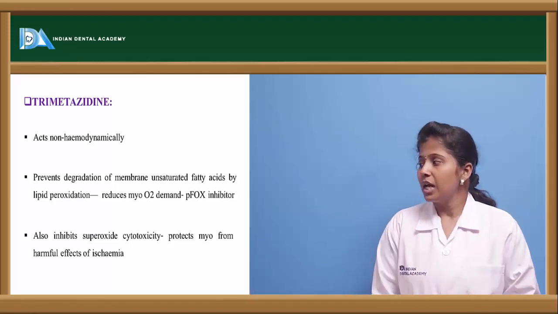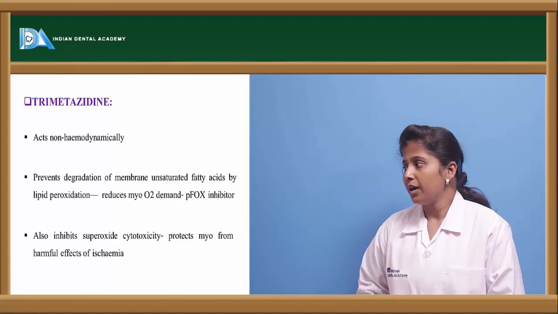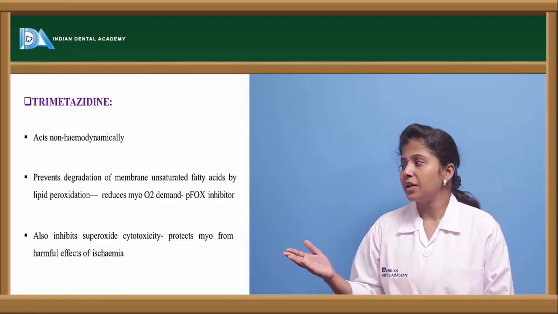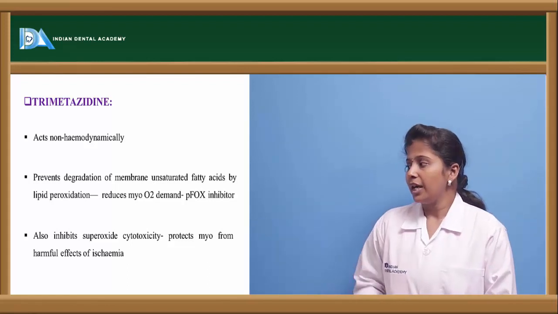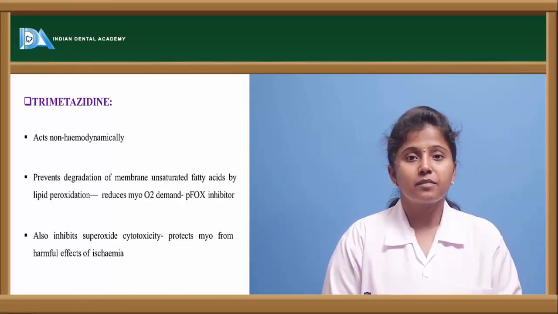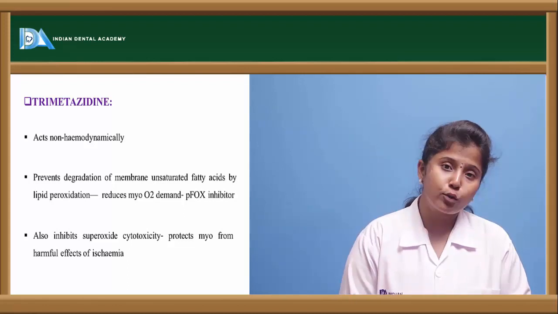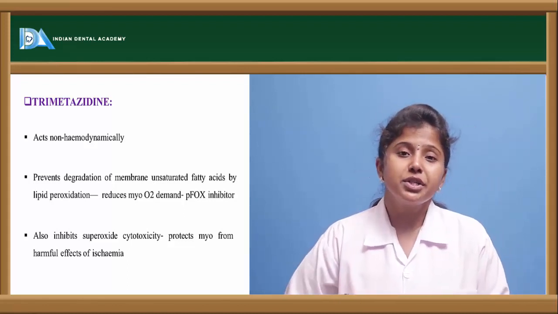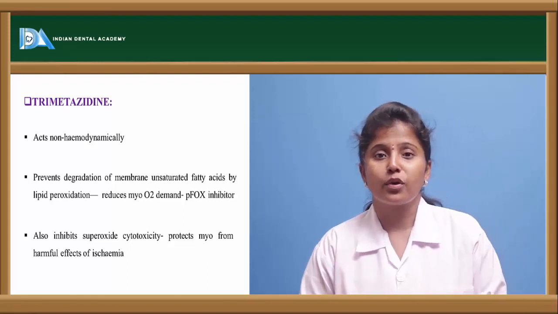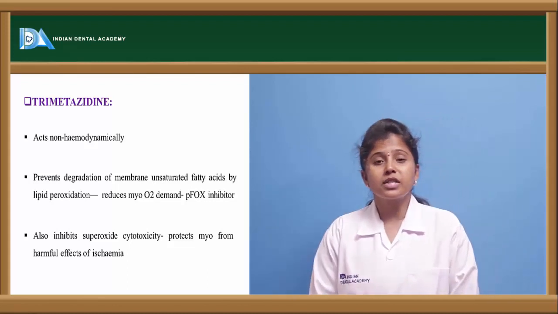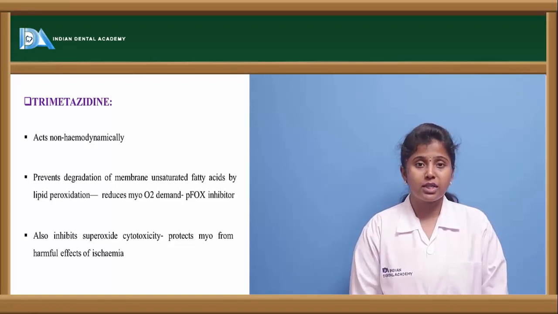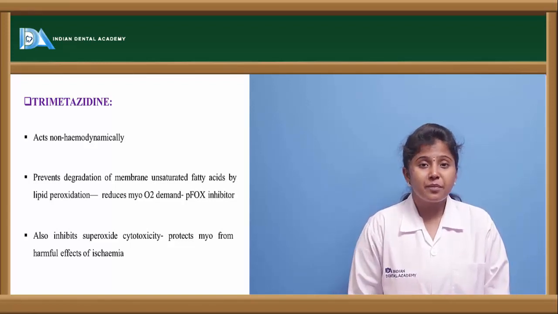It reduces the myocardial oxygen demand by inhibiting fatty acid peroxidation. It also inhibits superoxide toxicity. Superoxide is a free radical. That is, H2O2 is hydrogen peroxide. Here, if an oxygen is removed from hydrogen peroxide, then it leads to the superoxide free radical. This superoxide causes toxicity to the cell. So this drug prevents even the superoxide toxicity, thereby preventing ischemia of the heart.